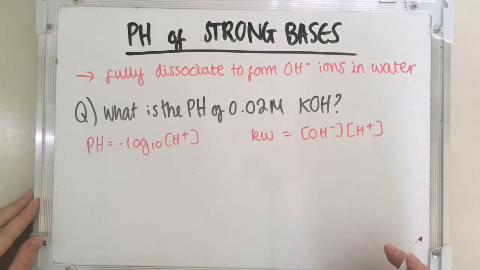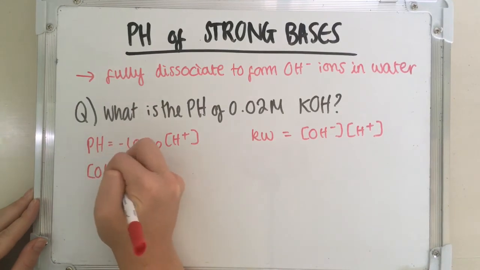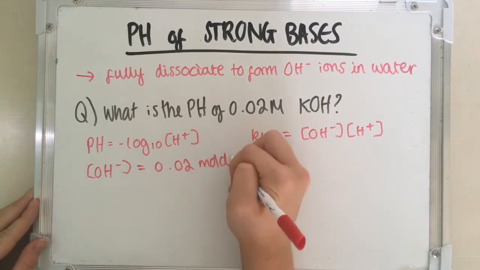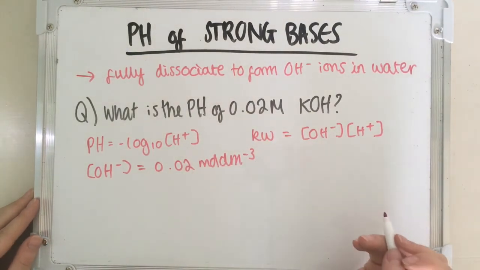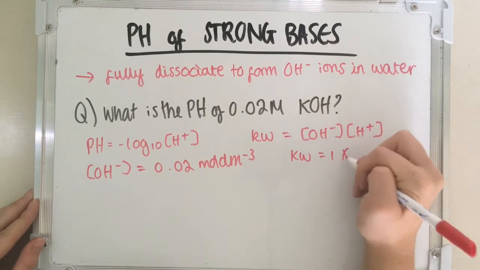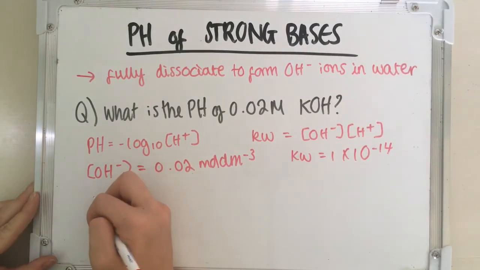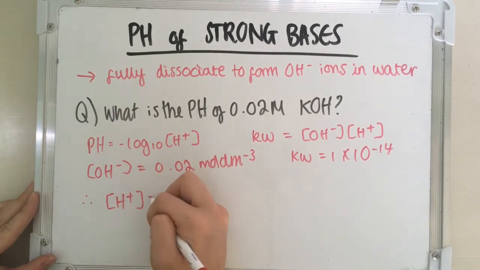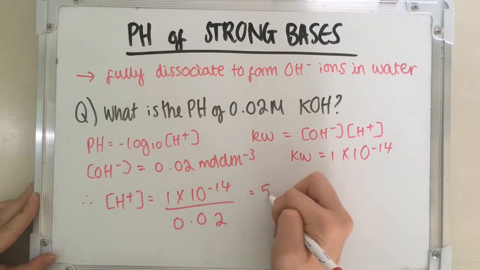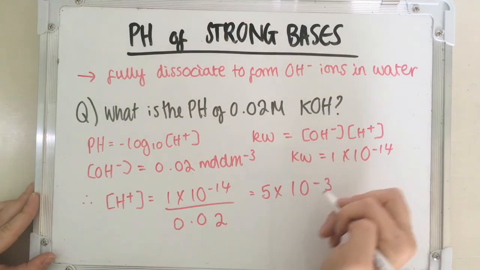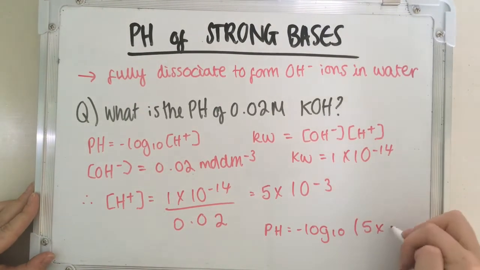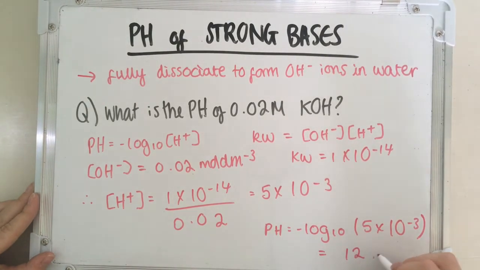Since potassium hydroxide is a strong base, we know that it will fully dissociate. Therefore, the concentration of hydroxide ions is the same as the concentration of the base. I should have made it clear in the question that the temperature is 298 Kelvin, and therefore Kw equals 1 times 10 to the minus 14. We can now work out hydrogen ion concentration by rearranging the Kw equation. And that gives us 5 times 10 to the minus 13 moles per dm cubed. Now we plug this value into the pH equation and that gives us a pH of 12.3.